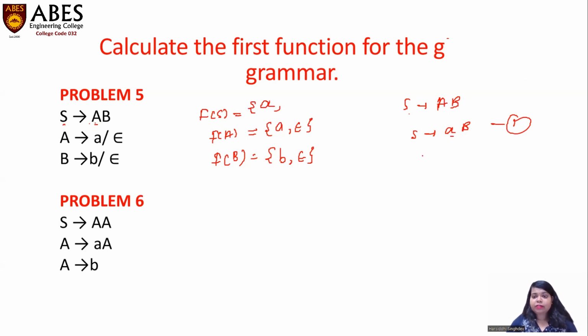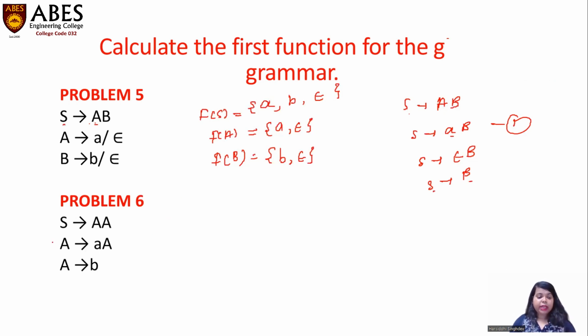Then second case, when I replace capital A by epsilon, then what will I get? S tends to B. Now what I can say is that first of S will be first of B, that is B. Then when I replace with epsilon, I am left with epsilon. So A, B and epsilon.